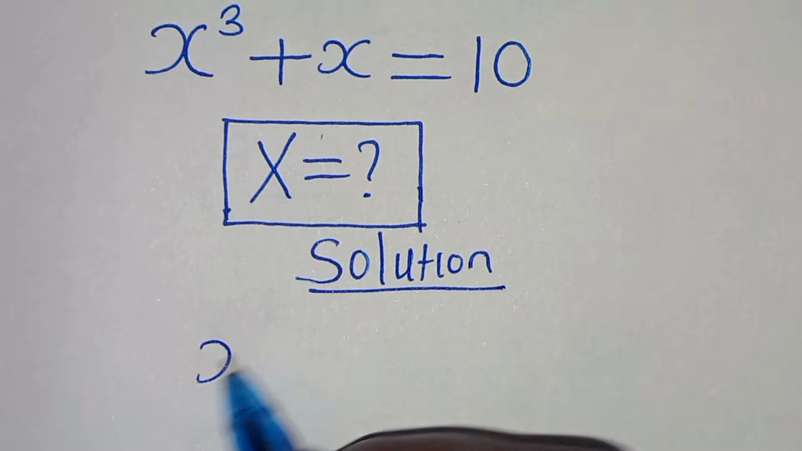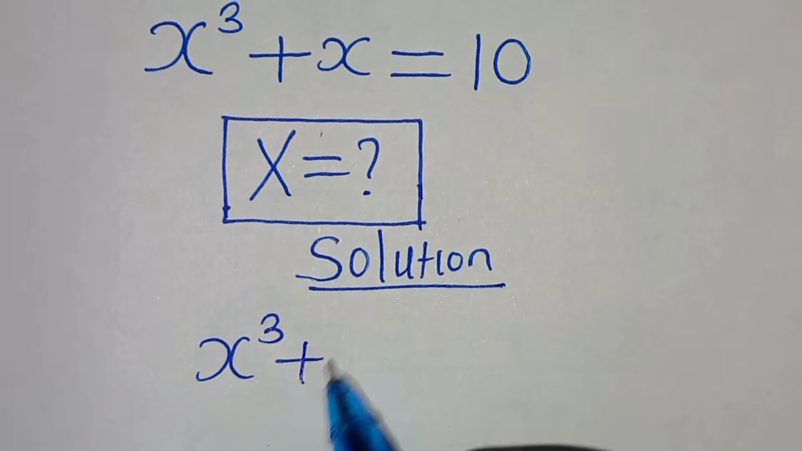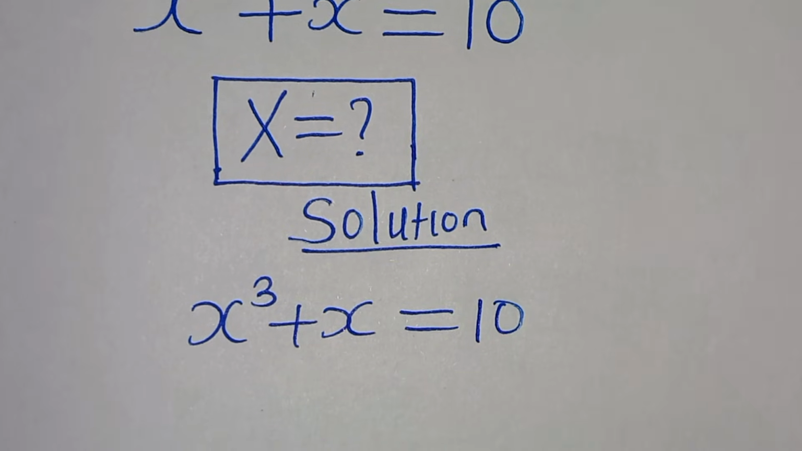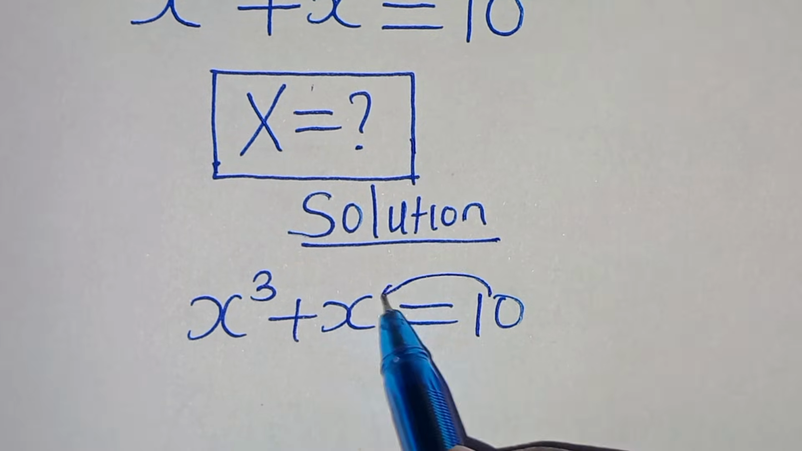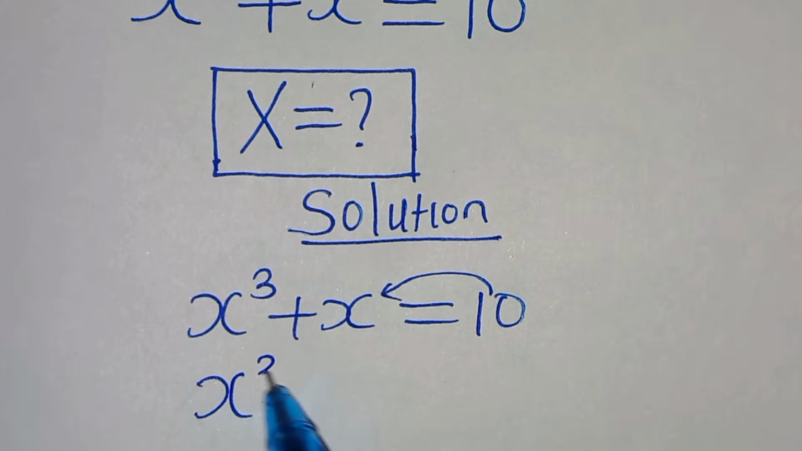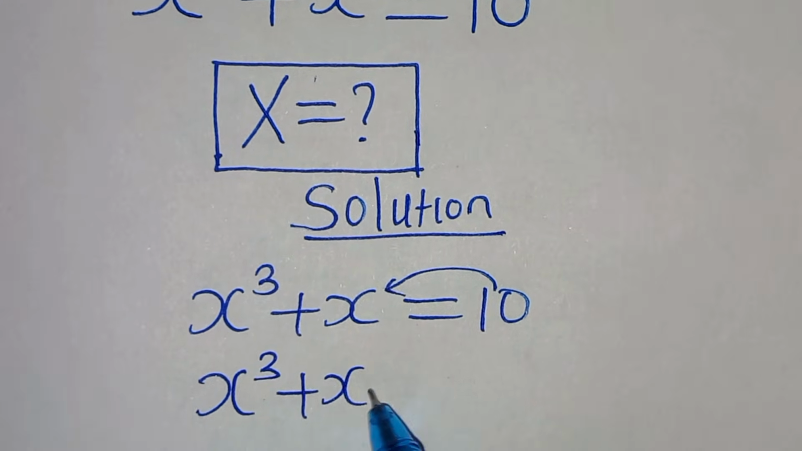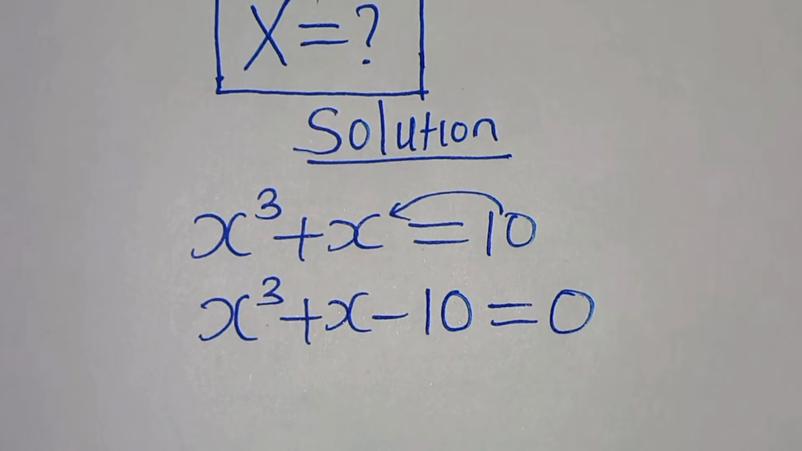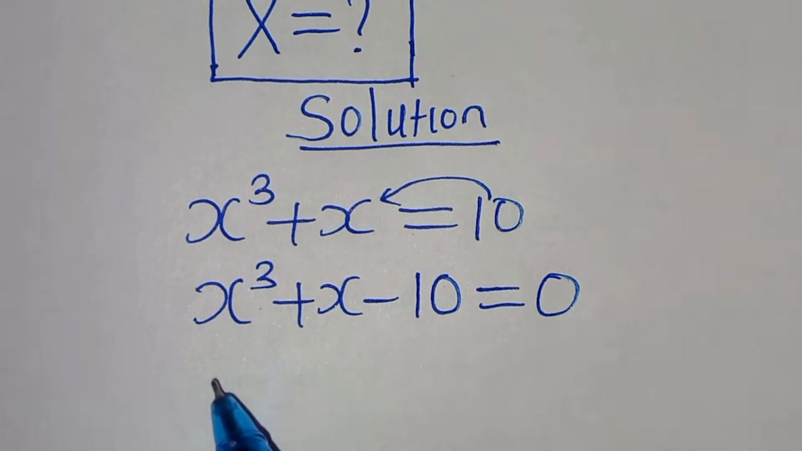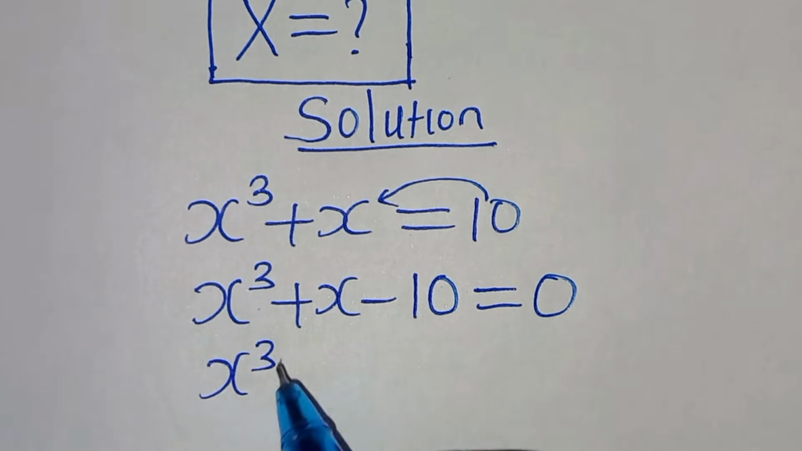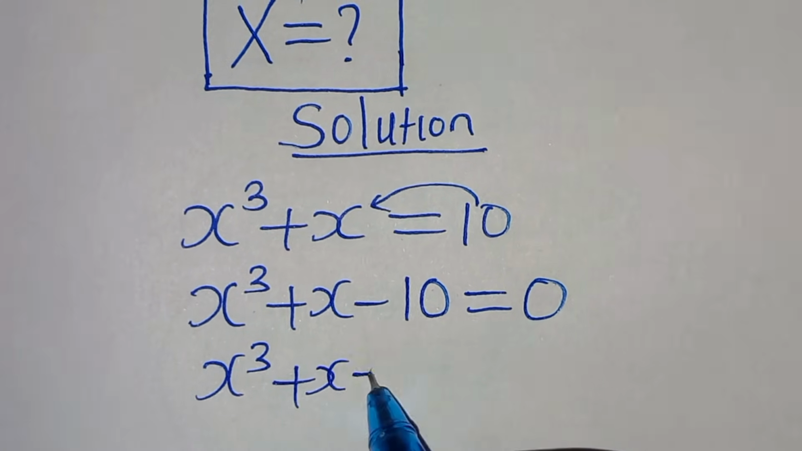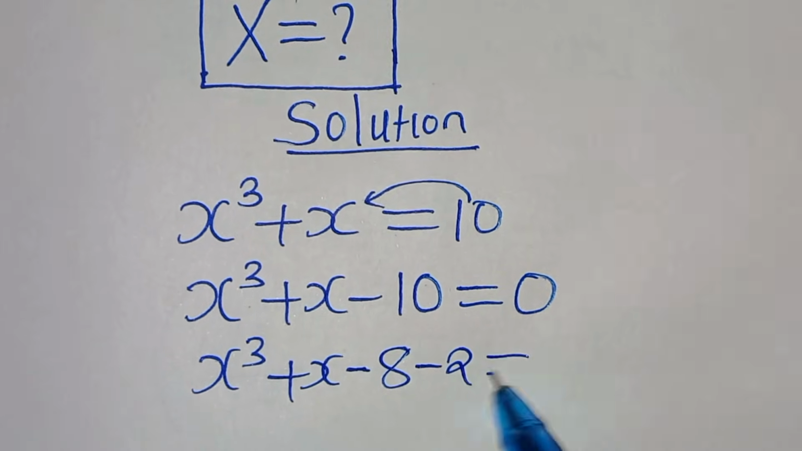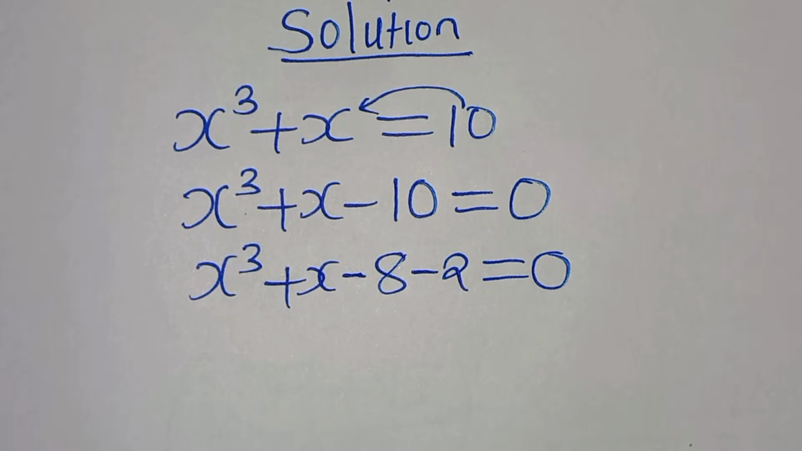We have x to the power of 3 plus x equal to 10. So the first step is to take 10 on the left hand side so that we have x to the power of 3 plus x minus 10 equal to 0. So we have x to the power of 3 plus x minus 10, which is minus 8 minus 2, equal to 0.